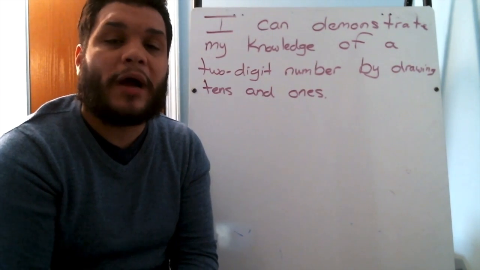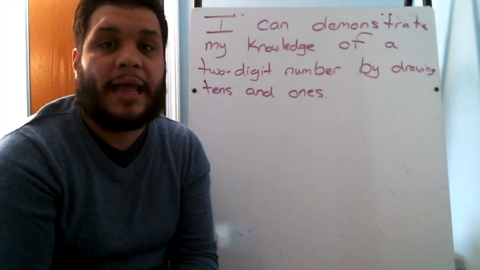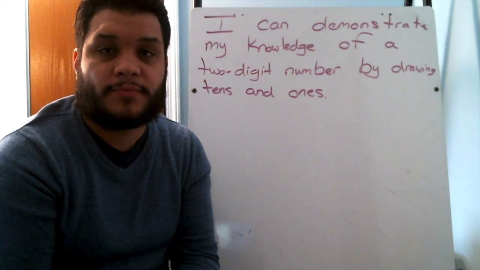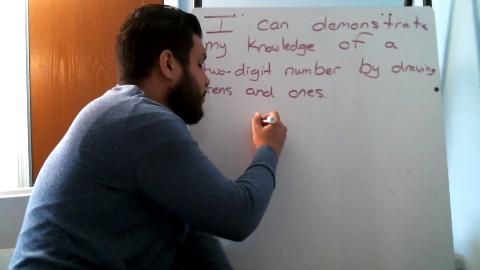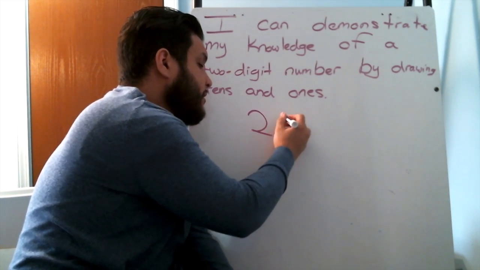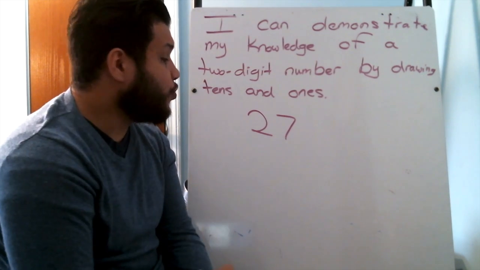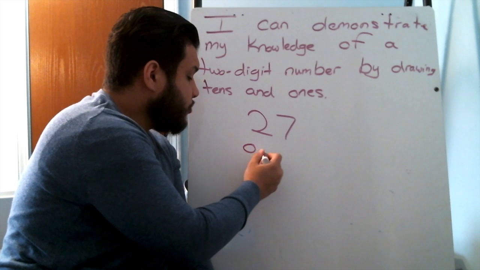We're going to jump into our critical question of the day. Our question is, why is it important to draw base 10 cubes and single cubes to represent our numbers? We have the number 27 on the board.